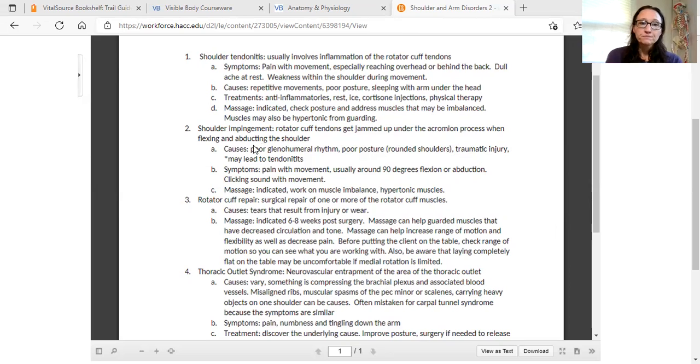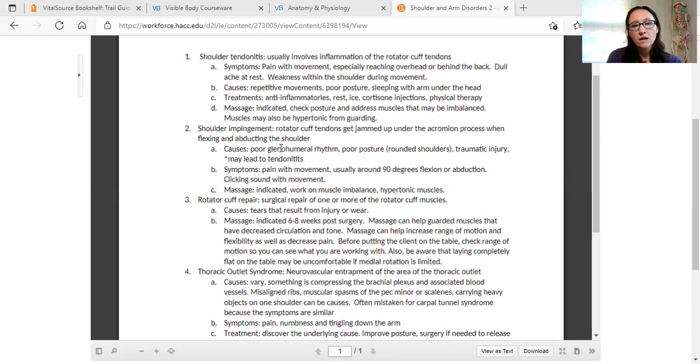Now, that's what this little asterisk here means: it may lead to tendinitis. The symptoms are pain with movement, of course. And again, that's going to be the movement of supraspinatus. So flexion and abduction, specifically around 90 degrees. So right about here is when you really start to feel it.